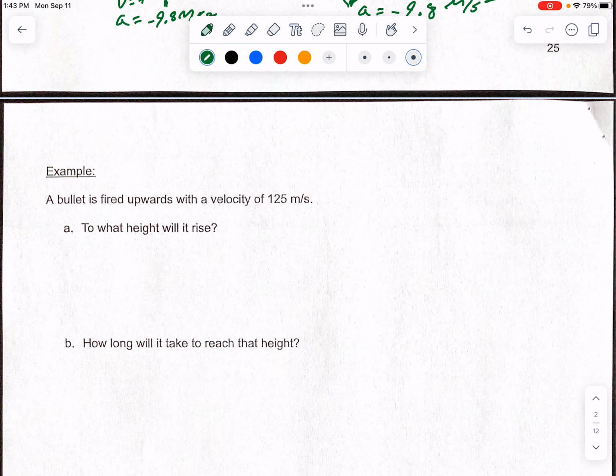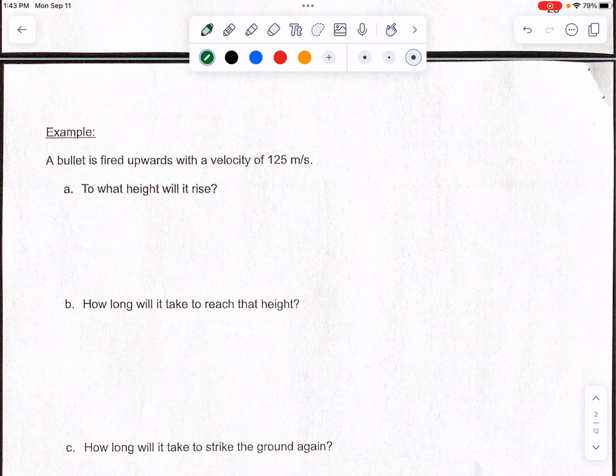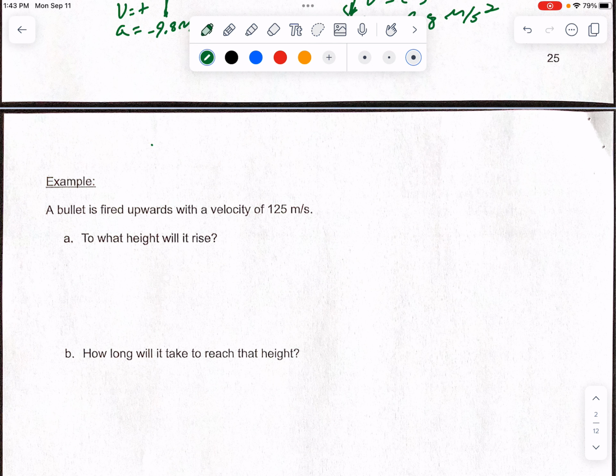Now, we're going to do some examples. Example: a bullet is fired upwards with a velocity of 125 meters per second. Now in class, I've been talking about how we cannot forget that these equations are there. Okay, so v equals d over t, and acceleration equals change in velocity over time. Now, what you need to do is figure out what you have and whether you can even use those. If I can't, then I need to set up the DAVFT.